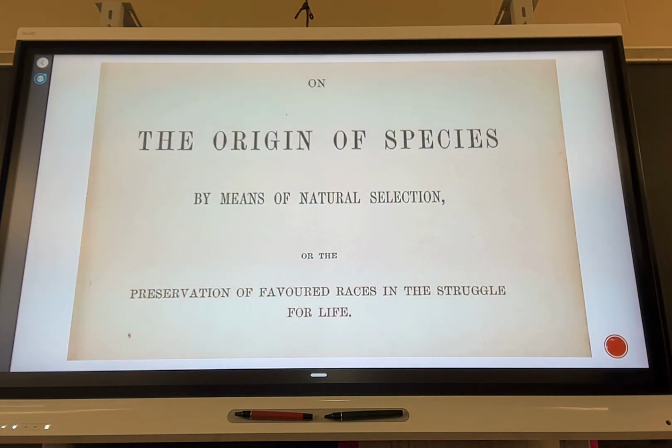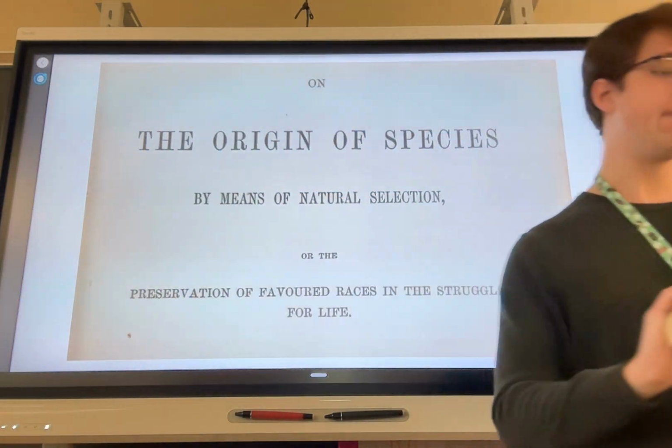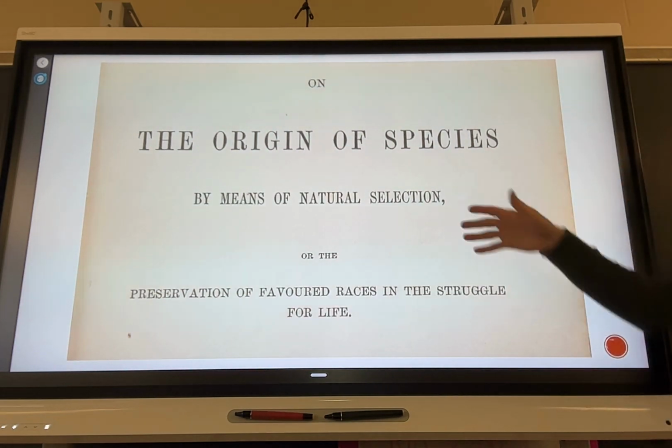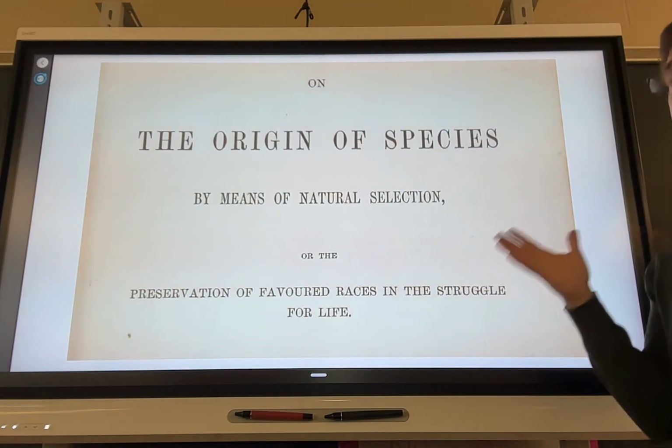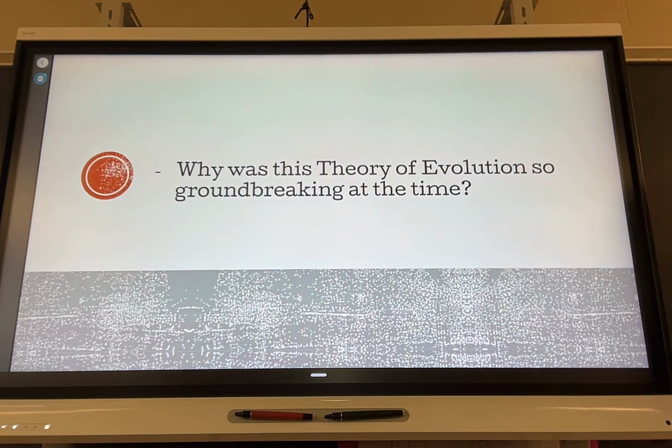So Darwin, of course, produces his book on the origin of species. I have one myself. I have not finished reading it. But if you are into natural selection, if you're into any sort of nature things, I would highly recommend picking one up. But take a minute and think about it. Why was this theory of evolution so groundbreaking at the time?